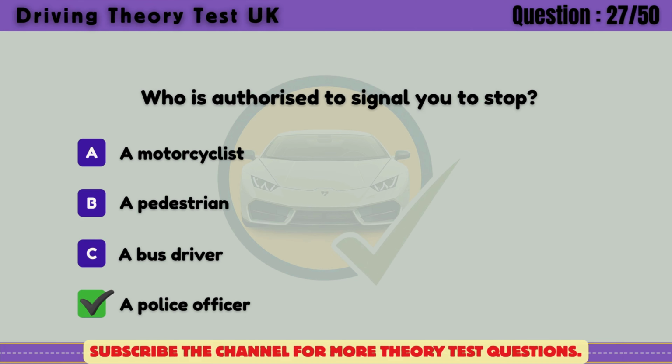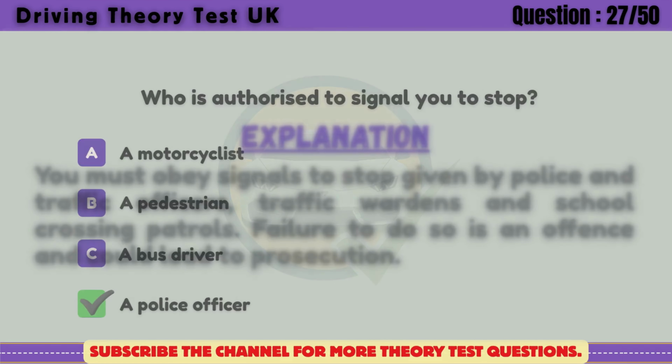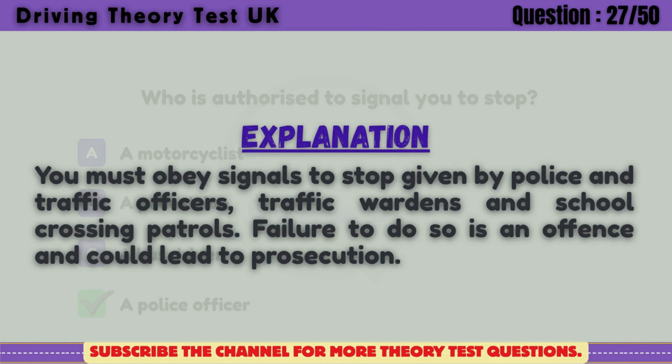Answer is D. A police officer. You must obey signals to stop given by police and traffic officers, traffic wardens, and school crossing patrols. Failure to do so is an offense and could lead to prosecution.